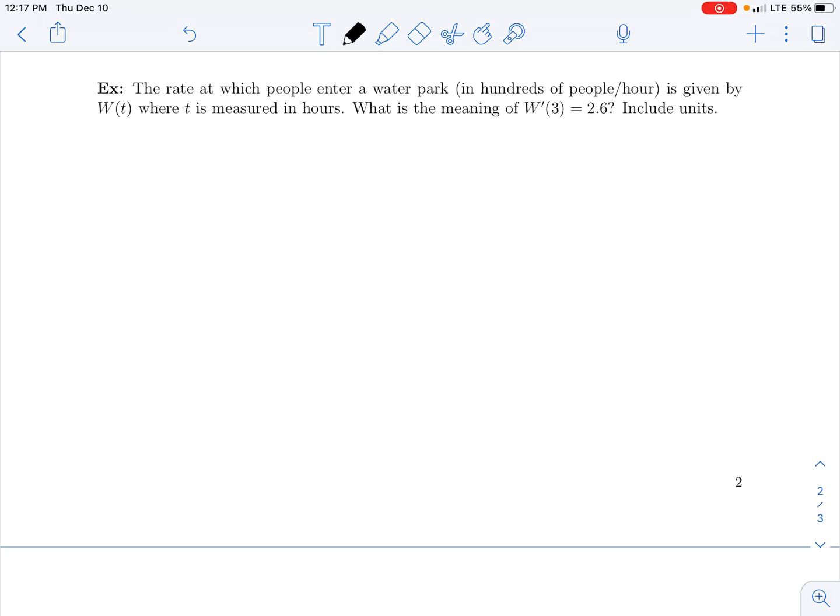Okay, so it says the rate at which people enter a water park, and now it's telling me the units for that, hundreds of people per hour, is given by this function here, where t is measured in hours. And so I want to know what this thing means. Alright, so let's write this down. W prime of 3 is equal to 2.6.